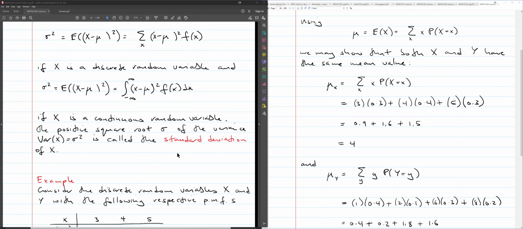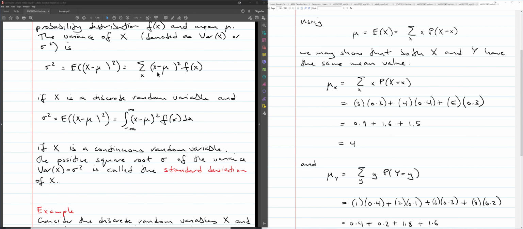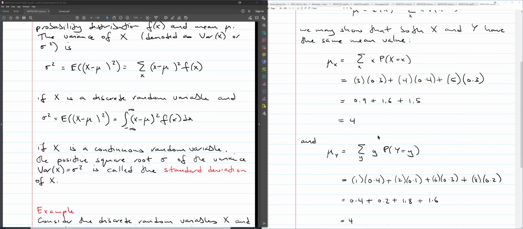If I want to calculate the variance, the definition requires this mean mu, which is the expected value. So I need to calculate that first. This is my formula for calculating the expected value E of x, and I work it out here, and I get that my mean is 4. Now that I have the mean as 4, I can use my definition to calculate the variance. This is the discrete case, and x is a discrete random variable.